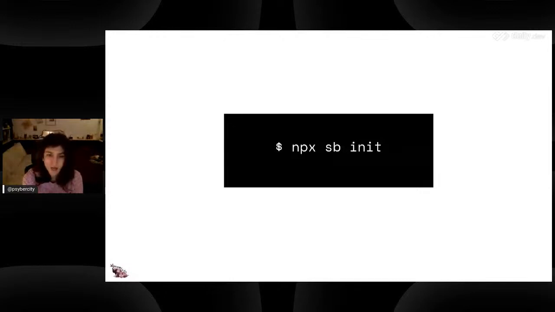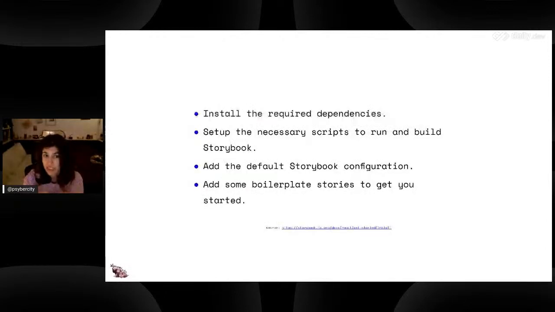You just run npx sb init, and this sb is for Storybook, of course. This will take care of the following things. It will install the required dependencies, so it will install Storybook packages for React, the Storybook core, and whatever else it needs. It will set up the necessary scripts to run and build Storybook. It will add the default Storybook configuration, and it will also add some boilerplate stories to get you started. So it will generate, I think, a story for a header and a button, just boilerplate ready-made stories for you to use as an example.